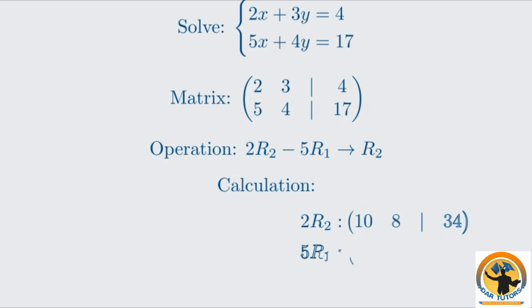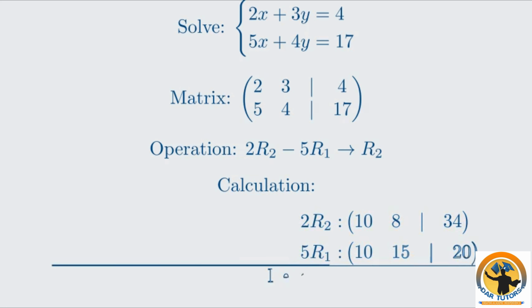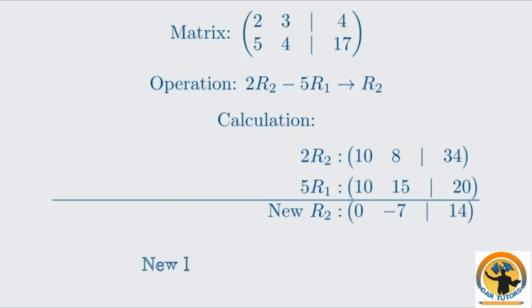For the second row, we calculate 2 times 5 minus 5 times 2, which is 0. Then 2 times 4 minus 5 times 3, which is -7. And 2 times 17 minus 5 times 4, which is 14. Our new matrix is 2, 3, 4 in the first row, and 0, -7, 14 in the second.